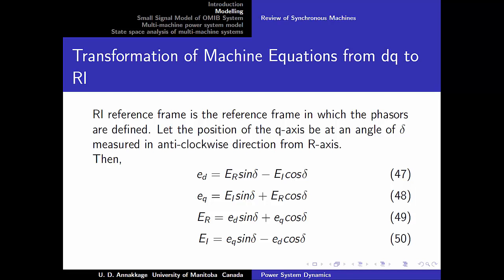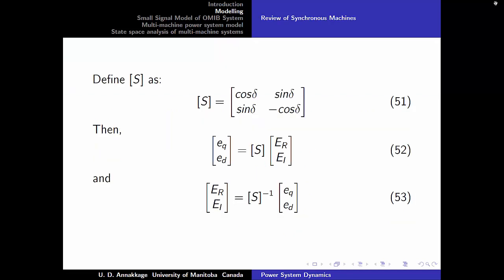We can easily show that D and Q components are related to R and I components through equations 47 to 50. I am going to leave this as another exercise for the students. Now we can express these equations in matrix form.